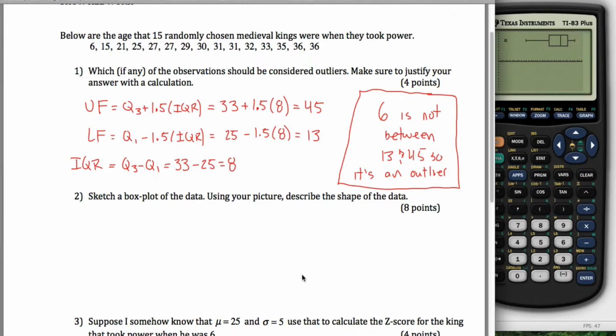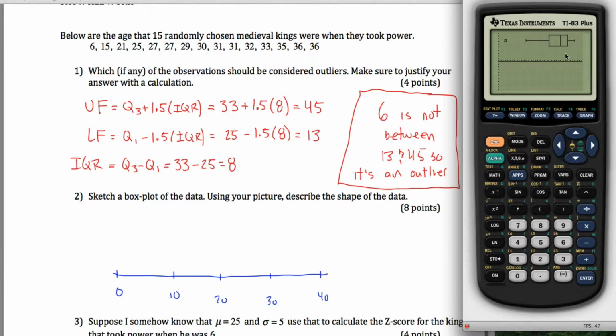Maybe I'll start by making some axes. See, my observations go up to 36. So 0, 10, 20, 30, 40. That should work. They don't label the points on here, but if you use the trace feature, it tells me that my median was at 30.